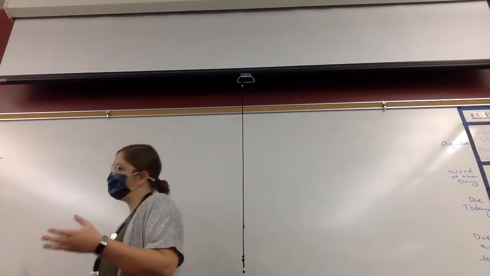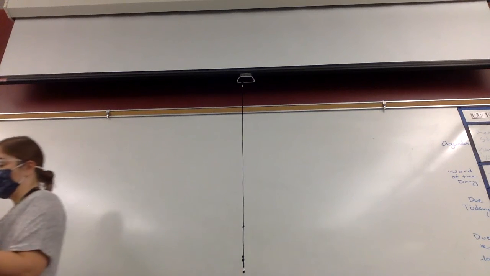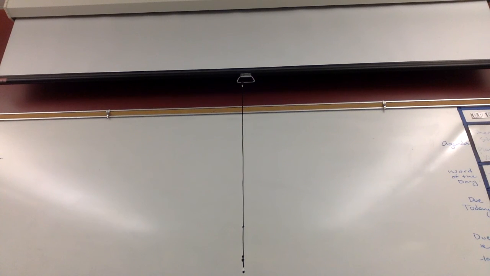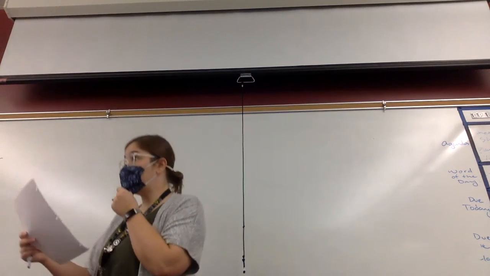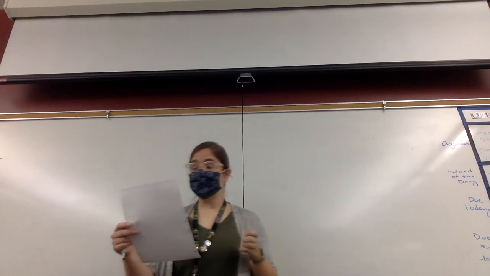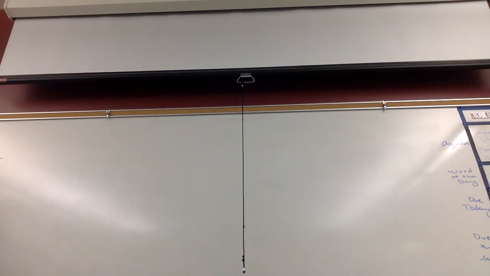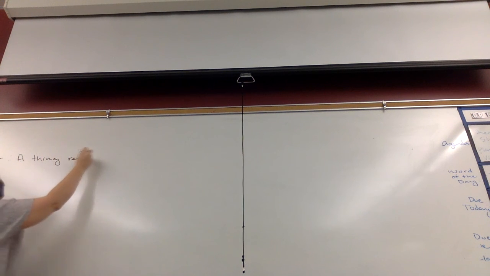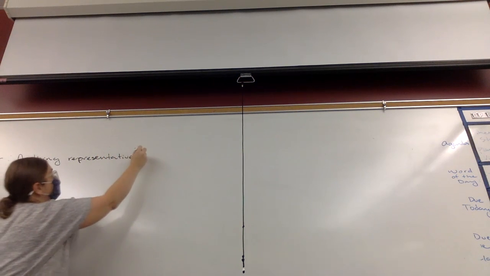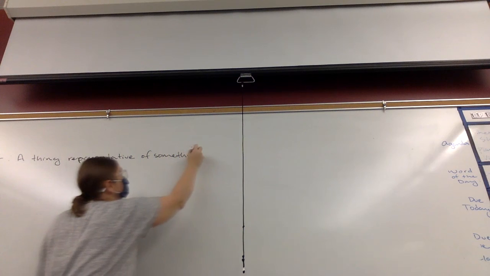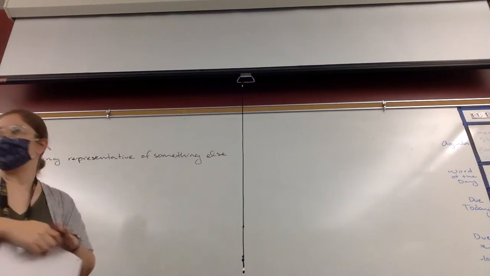Okay, I know that you know what a metaphor is. You've been learning about metaphors for a long time, but let's get the official definition written down. I'm going to give you the long one, and then a short version to write down. It says a figure of speech in which a word is applied to an object or action to which it is not literally applicable. So it's anything that is not literal. So you can write down, and this is very vague sounding, but a thing representative of something else. That's what a metaphor is.